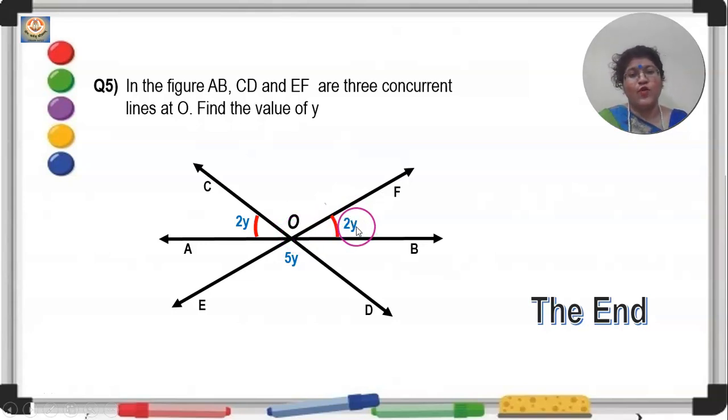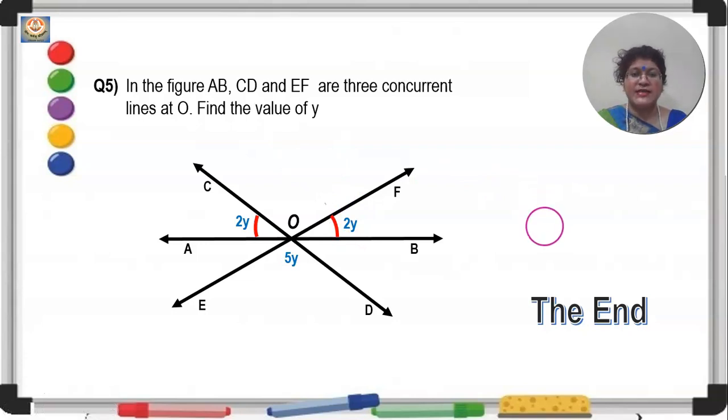Now how do you find the value of Y in this? This angle, that is angle COF, will also be 5Y because EOD is 5Y. Vertically opposite angles, this angle and this angle, right? So 5Y and 2Y plus 5Y plus 2Y will be equal to 180 degree because they are angles in a linear pair. And with that, you will get the value of Y. So again, the solution is not given to this. I want you to write down this on your own.